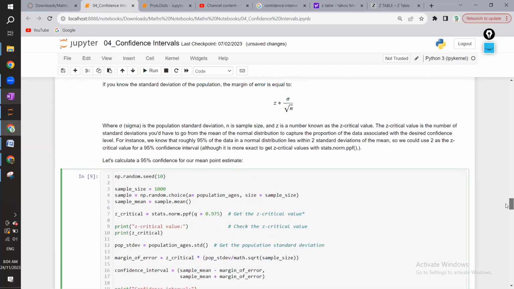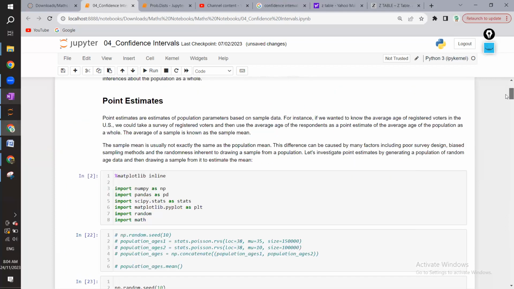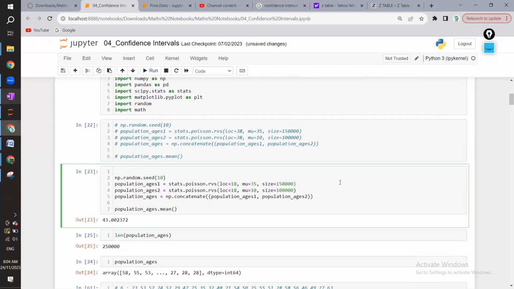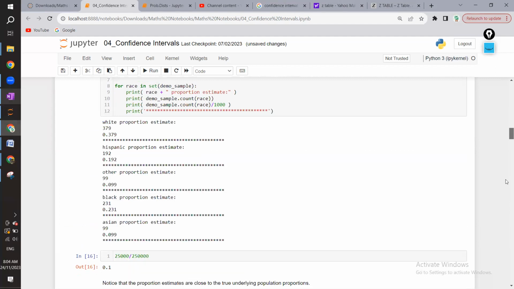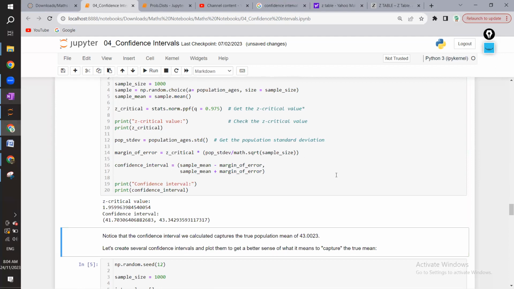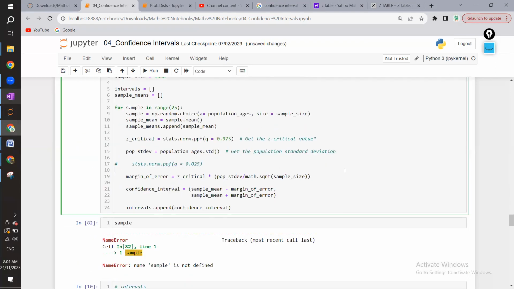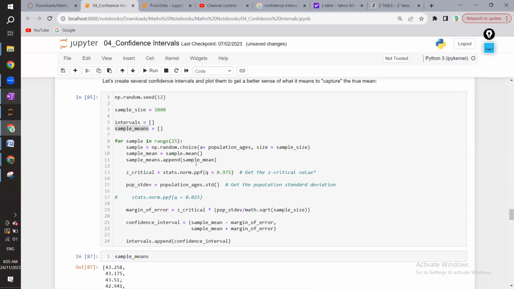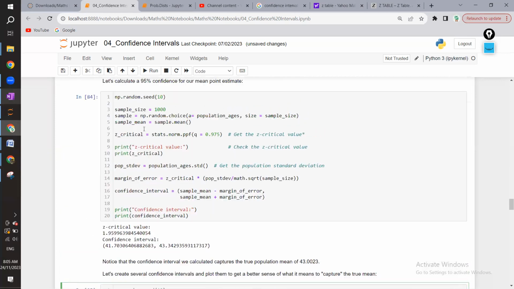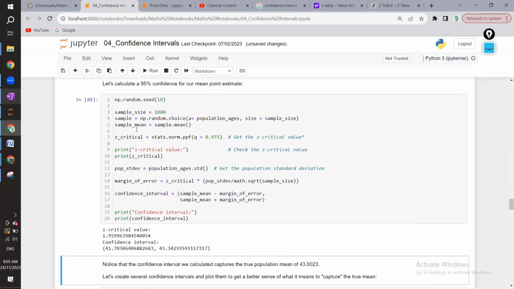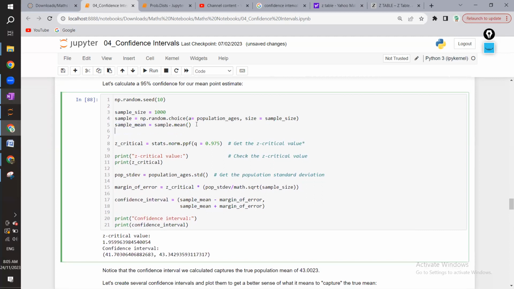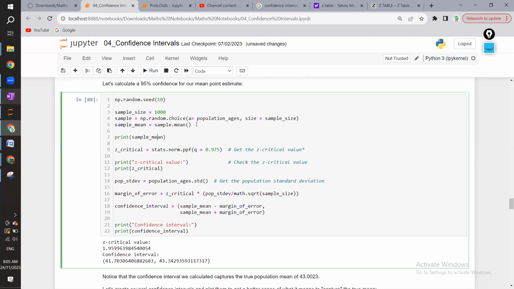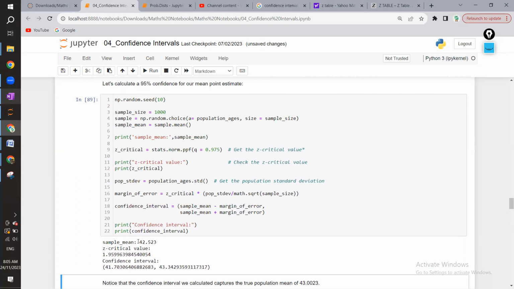First of all, we need to have the population ages, right? Okay, so we have the population ages. If I run this, we got this. Now see, this is the sample. If I see the sample means, for each time, so in this scenario, what is the sample mean? Let me also print the sample mean. See, the sample mean is 42.523.